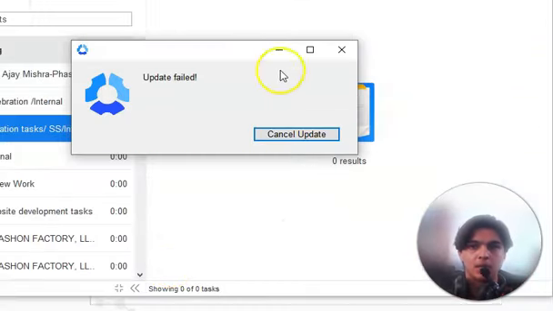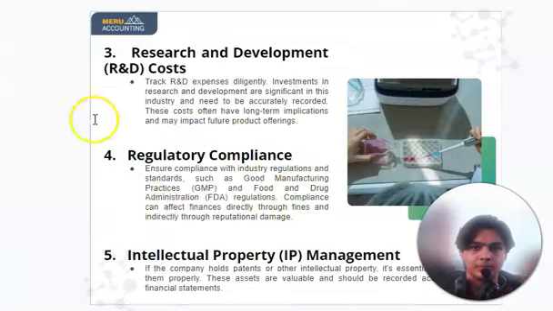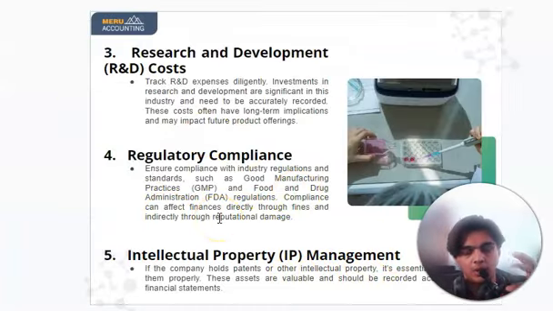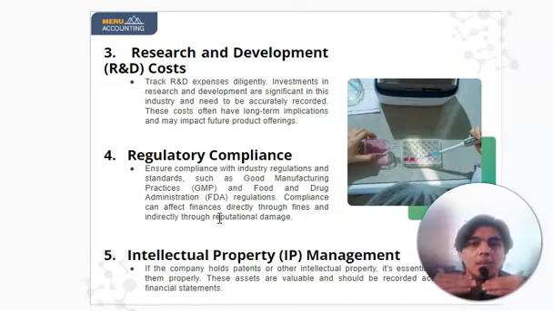So this cost will often have a long-term implication and may impact your future product offerings. Regulatory compliance. In regulatory compliance, you have to make sure that you are compliant with all the industry regulations and standards, such as if you are producing some medicines, then you have to be compliant with good manufacturing practices, and you have to be regulated by the Food and Drug Administration. And this compliance can affect your finances directly, because if you do something wrongly, it will directly affect your finances through fines or reputation damage.